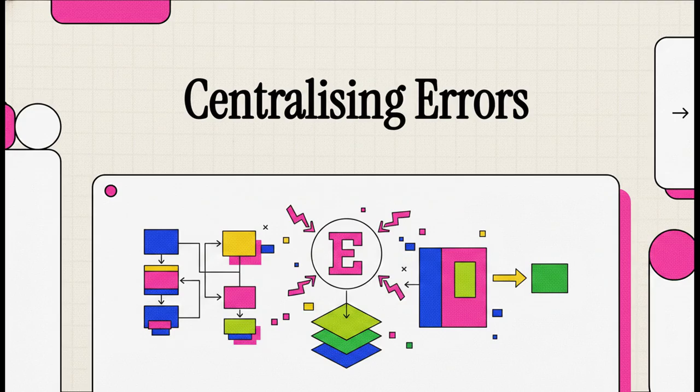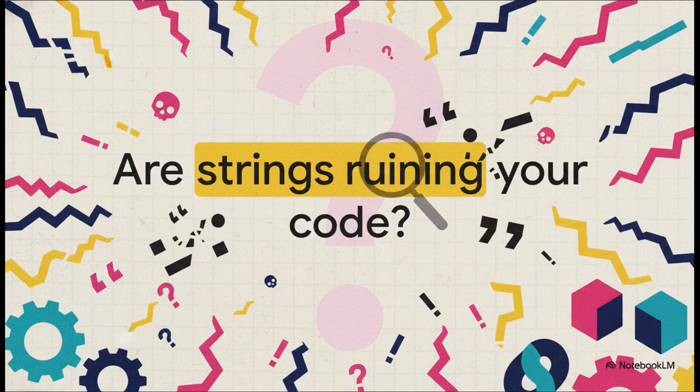Now, be honest. Have you ever been knee-deep in a codebase, desperately trying to figure out why something crashed, only to be handed a completely unpredictable, plain text string as an error message? Yeah, we've all been there. Are strings ruining your code? Because honestly, it's a massive pain point.